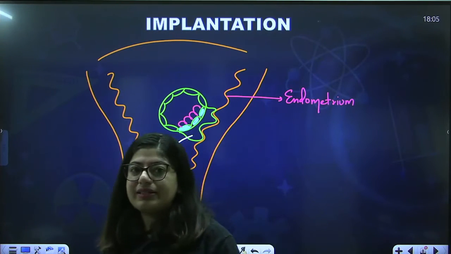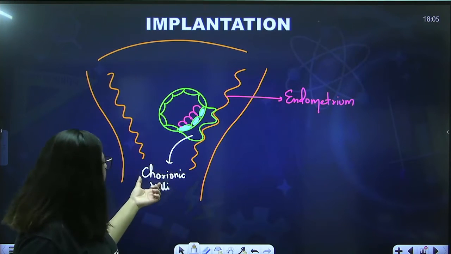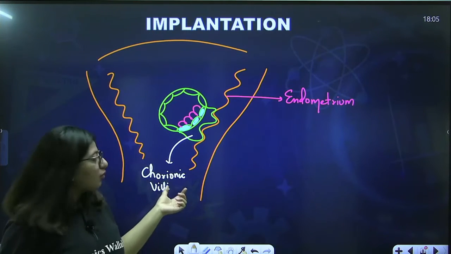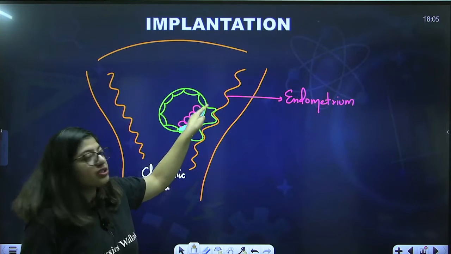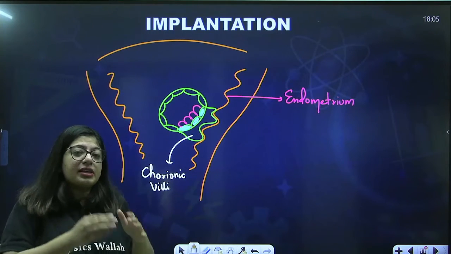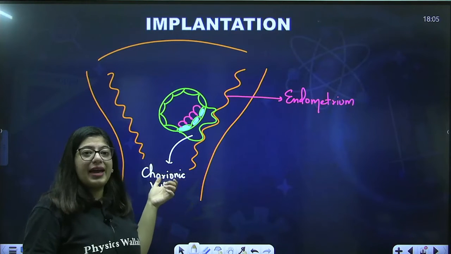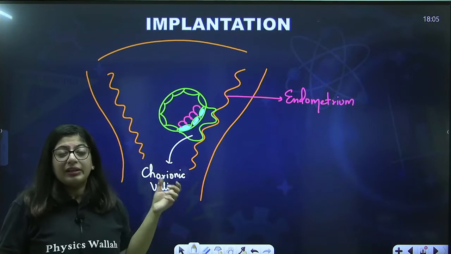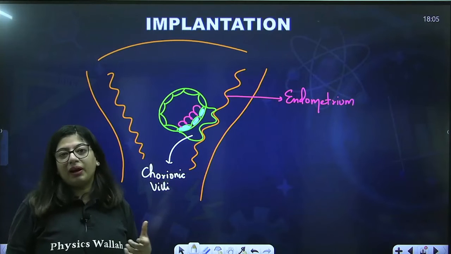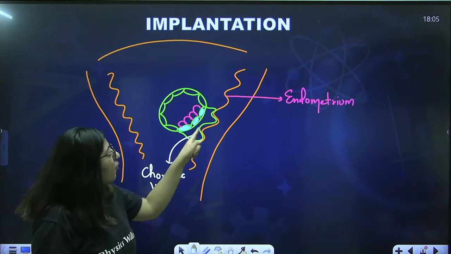Like I give you one example. One extra embryonic membrane is chorion, and chorion's villi-like structures are known as chorionic villi. So it's the membrane present outside the embryo, that's why it is known as extra embryonic membrane. This has a role. What will it help in? Implantation. How? So it has formed villi.